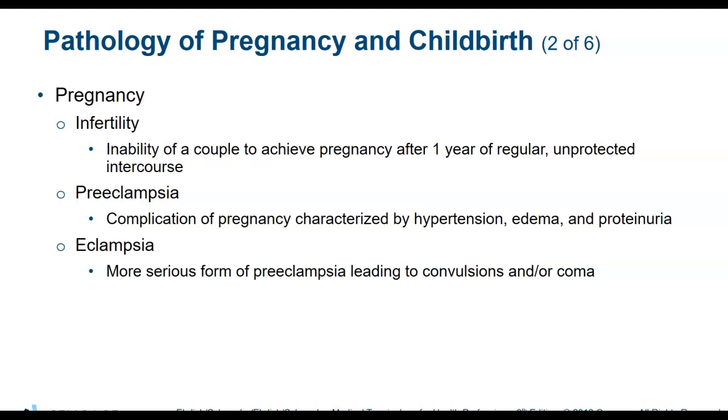Preeclampsia is a nasty complication. It is hypertension causing edema and proteinuria. Again, that's why they're doing urine dipsticks every visit on women who are pregnant. We're looking at the protein in the urine and we're looking at the sugar in the urine. Okay. Eclampsia is a serious form of preeclampsia, and that can cause convulsions and coma.